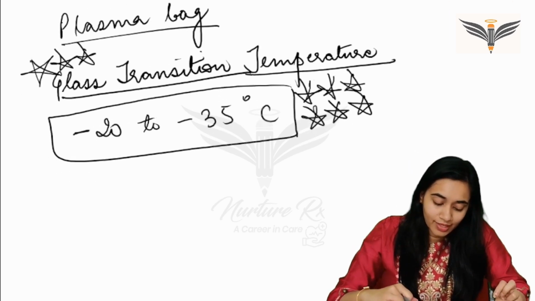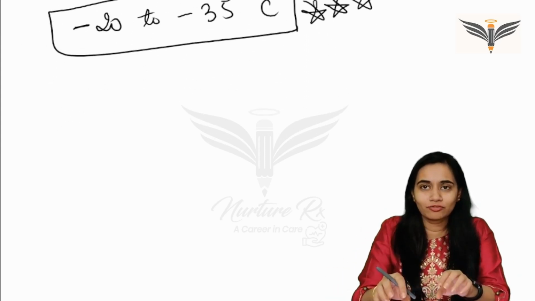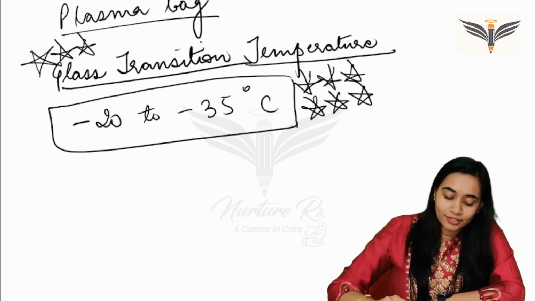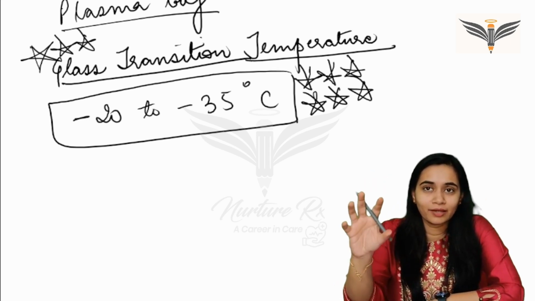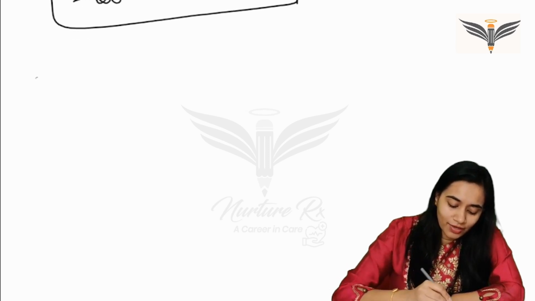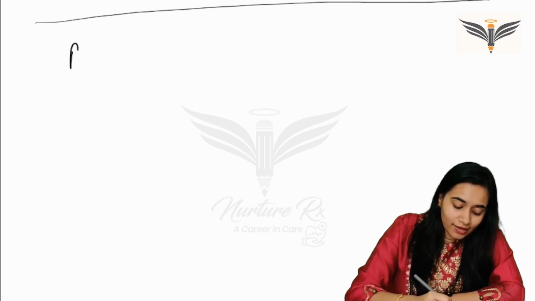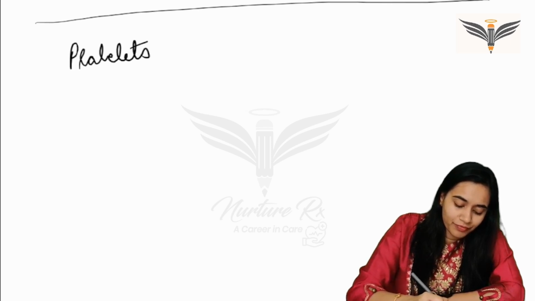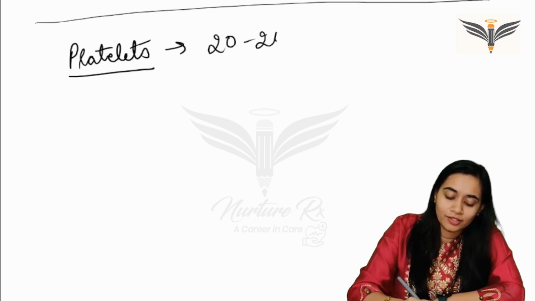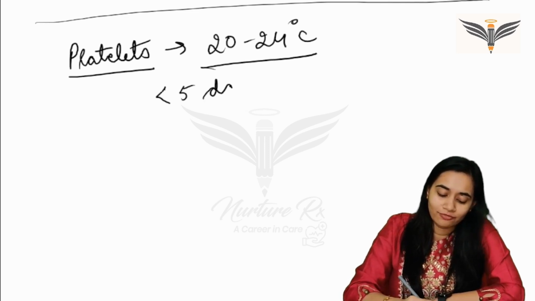Okay, so now you know the types of plasma products, the constituents of plasma products, how it is stored and for how long it is stored, right? So now we have seen PRBC, we have seen platelets, and we have seen the plasma products also. Now there is one small thing that I need to tell you. Let's start with platelets, right? So we saw that platelets are stored at room temperature and their shelf life is just 5 days.